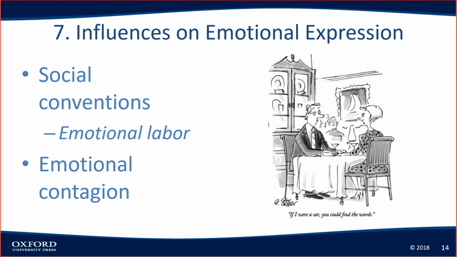All right, so moving on to some of the influences on emotional expression, social conventions. We talked a little bit about emotional labor and how much work's involved in us trying to manage that emotional work, if you will. But there's also emotional contagion, where our emotions can be transferred from one person to another. A perfect example is laughing or crying. Laughing is one of those common contagious emotions.